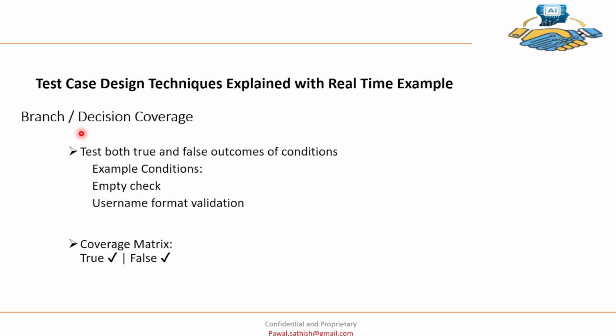Then next, branch or decision coverage. Again, this is also part of white box testing. Test both true and false outcomes of the conditions. We'll check the username field when empty, and see what happens. If it is not empty and you give the correct format, then what will be the case? The coverage matrix shows what will happen if the user enters true or false. We'll check both decisions.